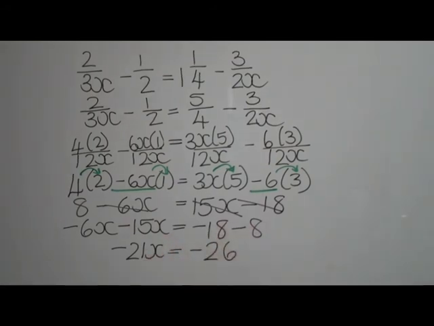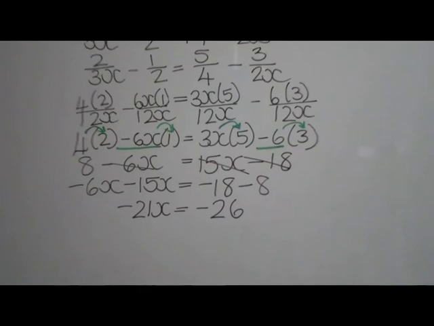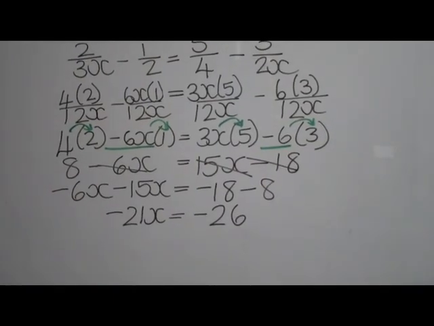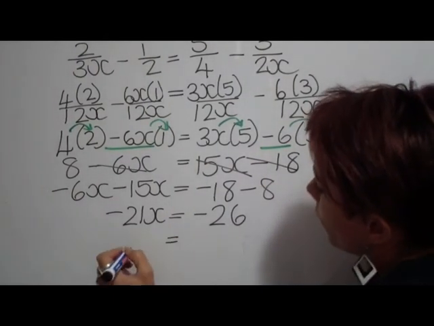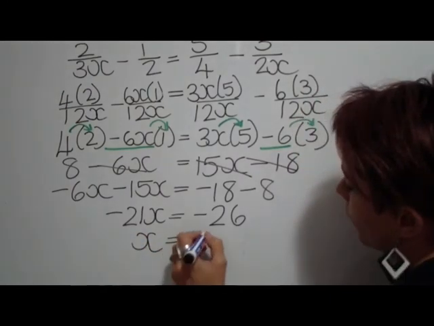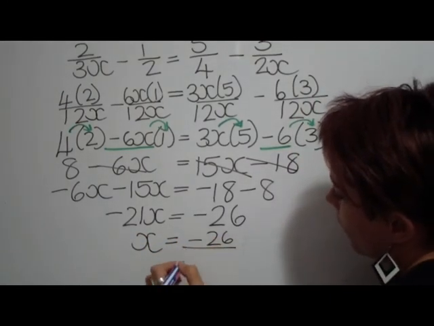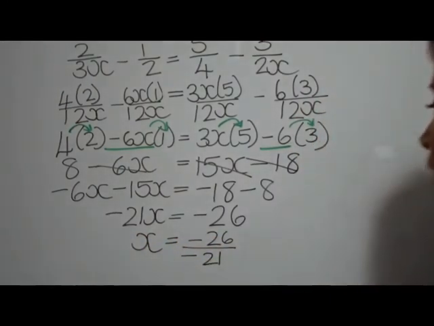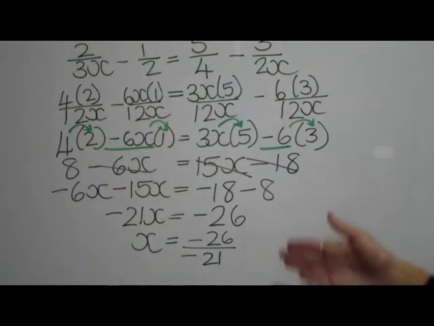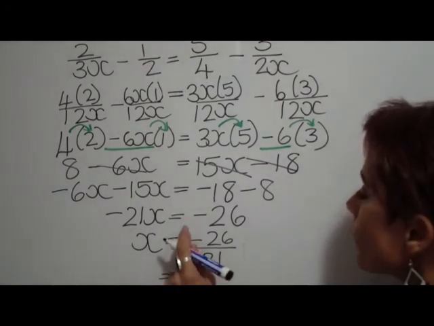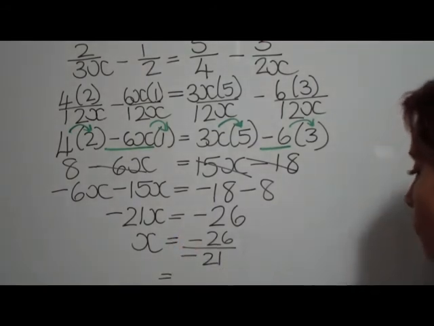Got a bit of a strange look to it, but doesn't matter. I've worked correctly. I've checked my work, so I'm confident. Therefore, x will then be equal to negative 26 over negative 21. X gaan dan gelyk wees aan negatief 26 op negatief 21. Hy word ons gedeel. And therefore, negative divided by negative is a positive.